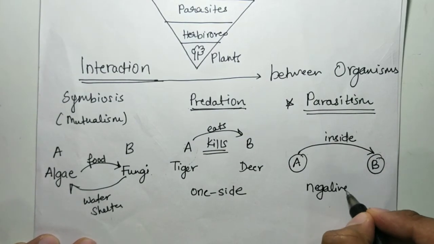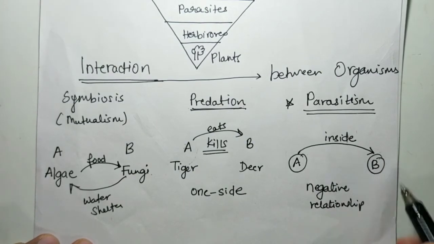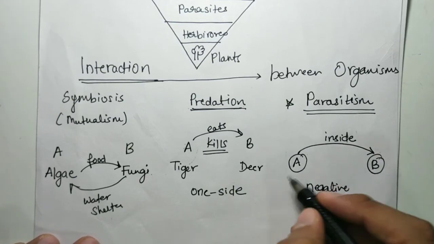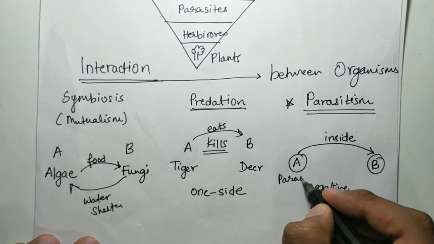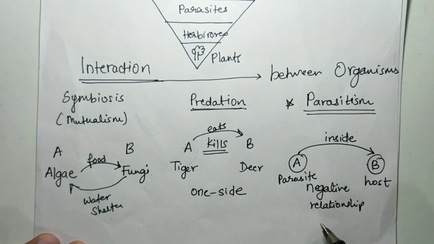Negative relationship means only one is benefiting from the relationship. Okay, so let's say A is called a parasite and A is living on B, so B is called the host. So A is living in B.